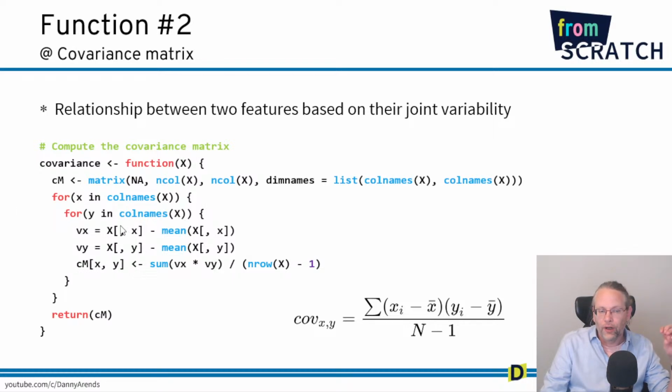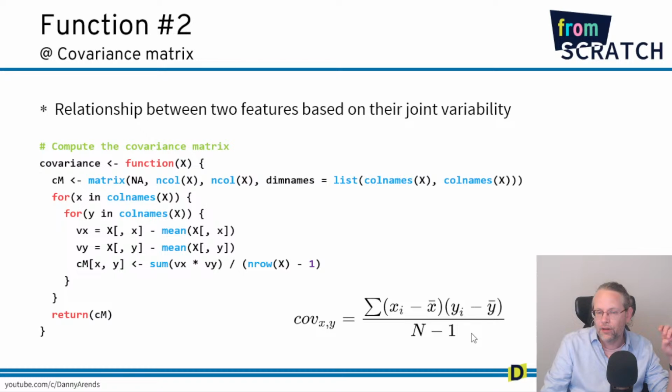And of course, then I need to compute this term. So I'm going to call this Vx, right? It is from matrix X, take column number x, and subtract the mean of this column. I'm going to do the same thing for Vy. So I'm going to take the yth column from matrix X, and subtract the mean of the yth column. And then I'm going to just multiply Vx and Vy together, and then sum all of the values up. And then I'm going to divide by the number of rows of X minus 1.